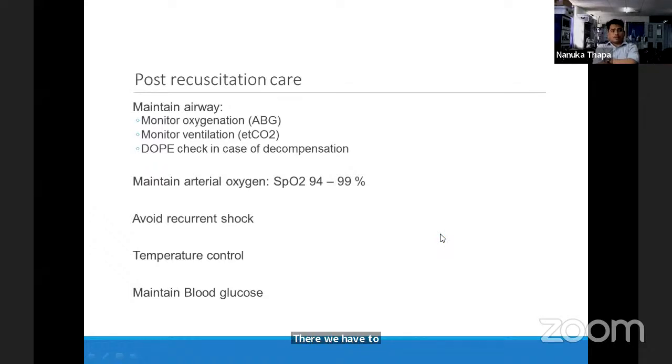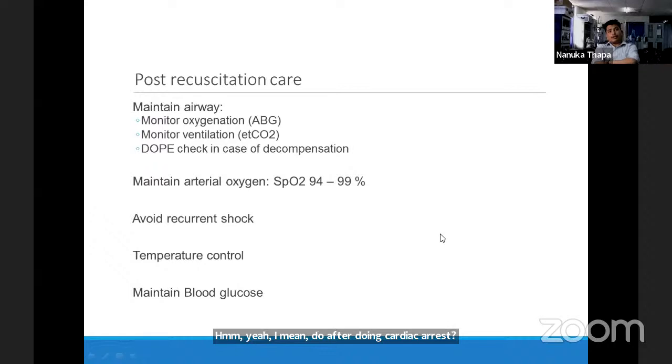And arterial oxygen saturation, we usually need to maintain at 94 to 99% in patients who have already had cardiac arrest, in the immediate post-cardiac arrest period. Then we should also avoid recurrent shock by regularly assessing those children. Temperature control is also an important thing, and blood sugar management. So these are the important things which you need to do after CPR or post recovery from a cardiac arrest.